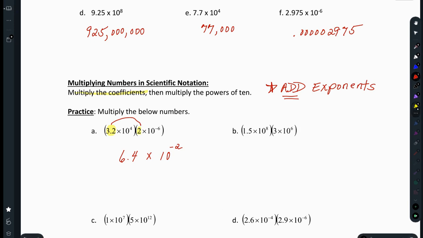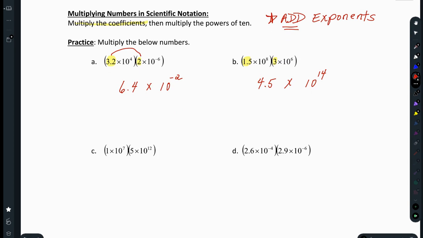All right, next one, we have 1.5 times 3. So we're going to do this part first. And 1.5 times 3 is 4.5. And then we have 8 plus 6, because now we're going to add the exponents. 8 plus 6 is 14. When you're ready, pause the video, try C and D.